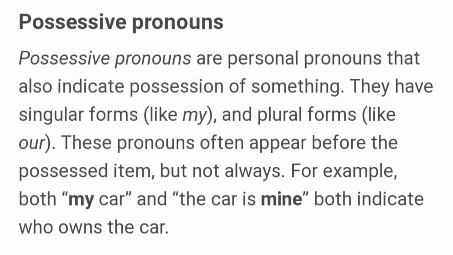Next is possessive pronouns. Possessive pronouns are personal pronouns that also indicate possession of something. This form shows ownership. They have singular forms like my and plural forms like our. These pronouns often appear before the possessed item but not always. For example, both my car and the car is mine. Both indicate who owns the car. So here my and mine both are possessive pronouns. Is it clear?